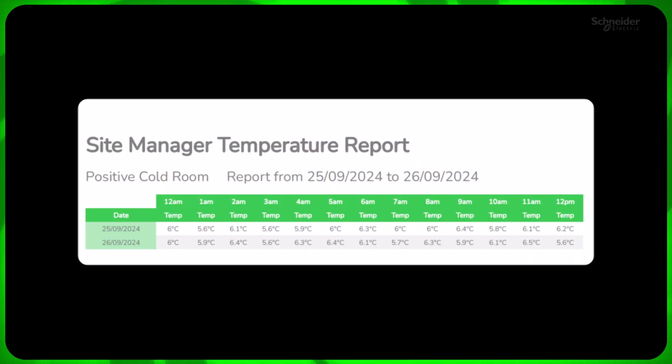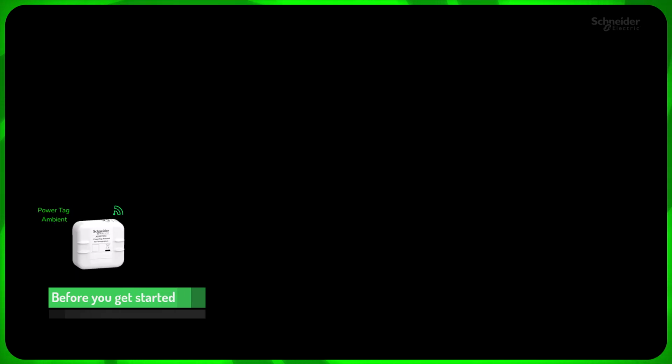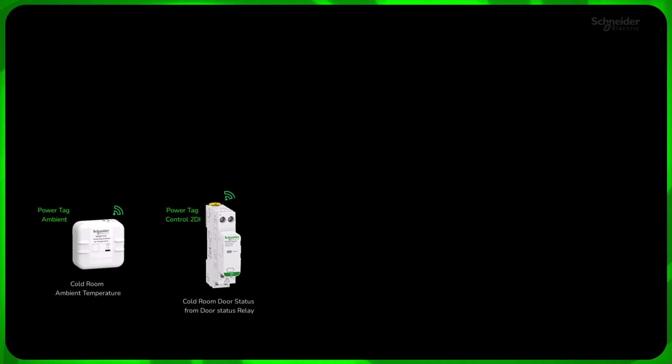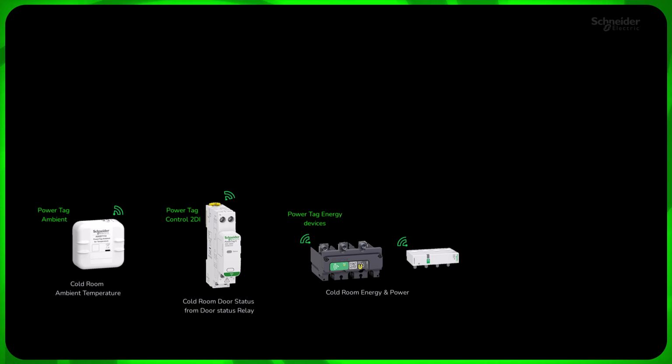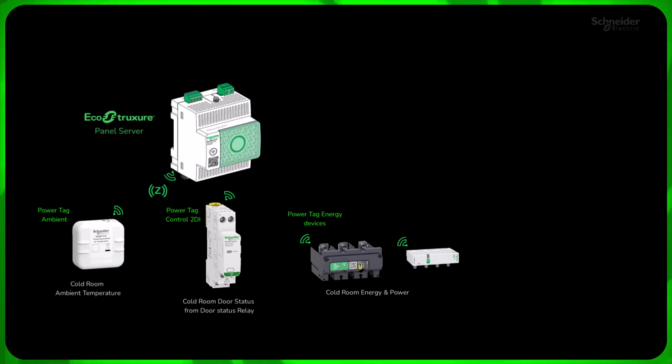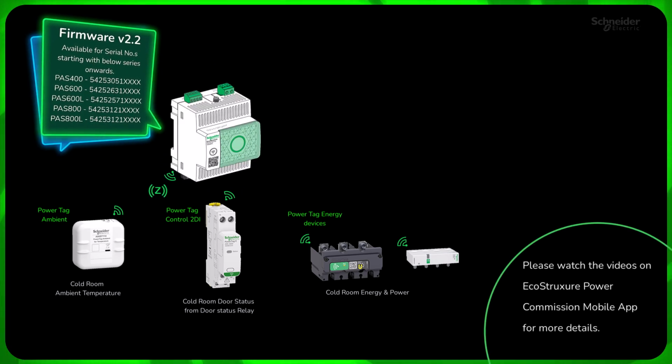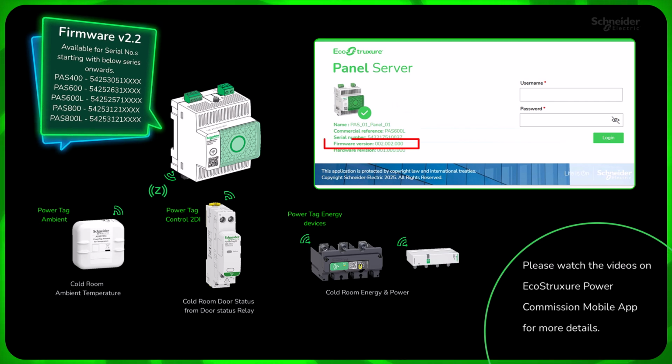Hazard Analysis and Critical Control Points, or HACCP, compliance report for refrigeration-related food safety can be generated. First, install PowerTag Ambient for getting refrigeration ambient temperature and connect PowerTag control devices with the required accessories to get the door on-off status. Also make sure to do the required device settings in Panel Server. It is recommended to use Panel Server with firmware version 2.1 or above.